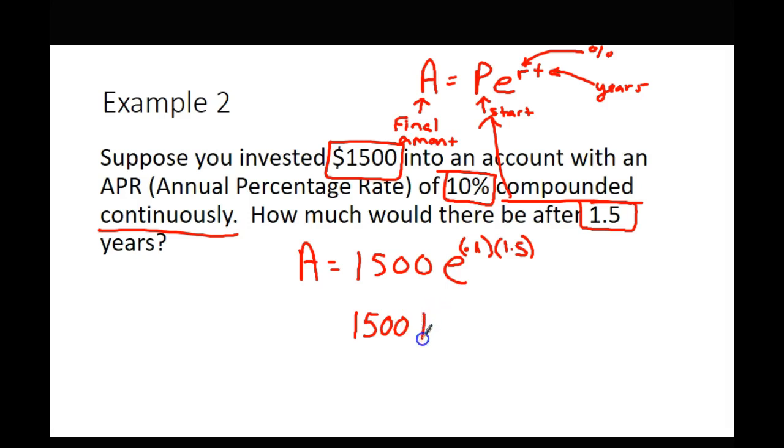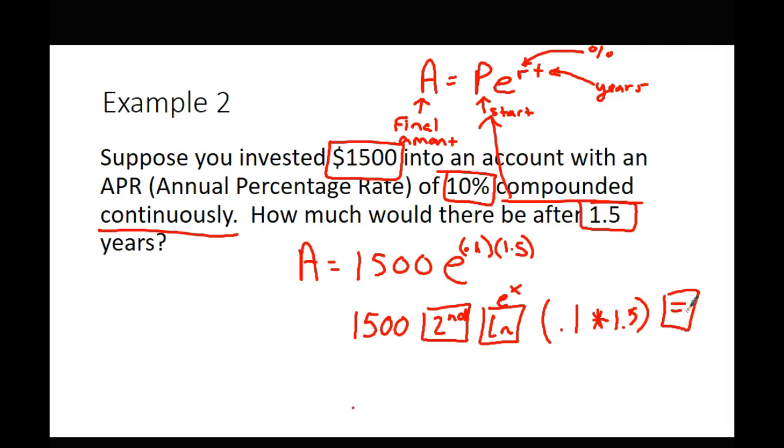So what we have to do is push the button second, and then you're going to push the button LN, because that's how you access E. So push second and then LN. After that, you're going to see that little caret symbol with some parentheses on it. And inside of those parentheses, you're going to type our exponent part. So 0.1 times 1.5. And from there, you should be able to just push equal and get your answer.